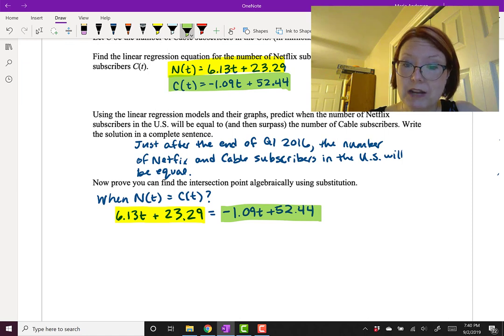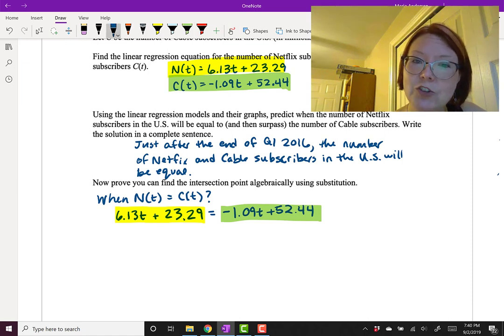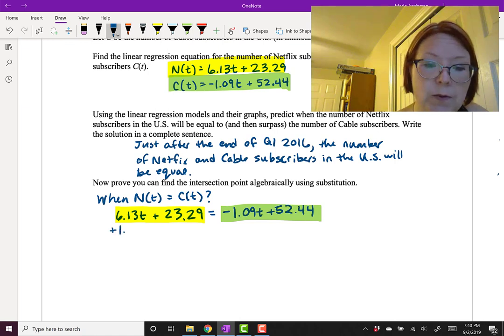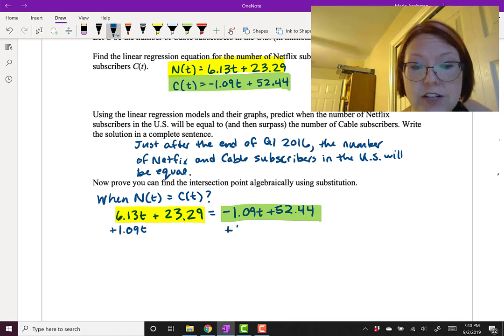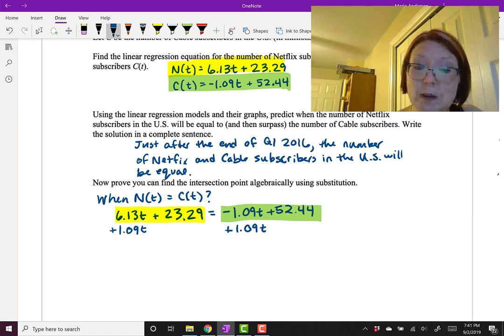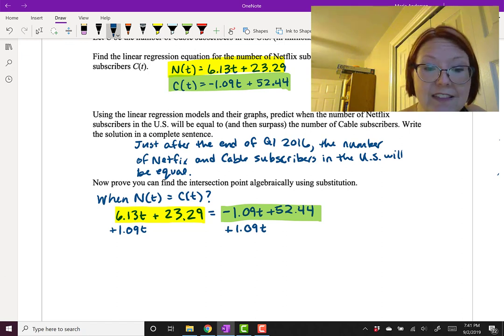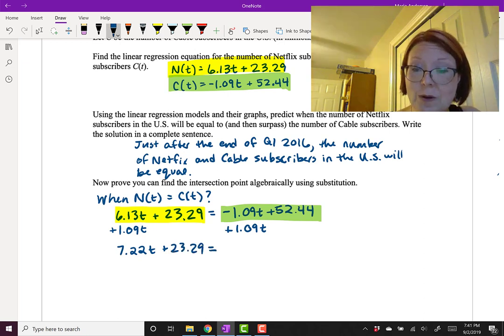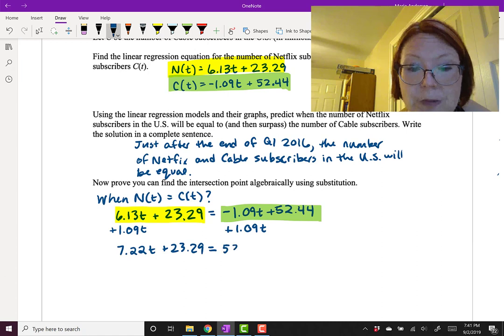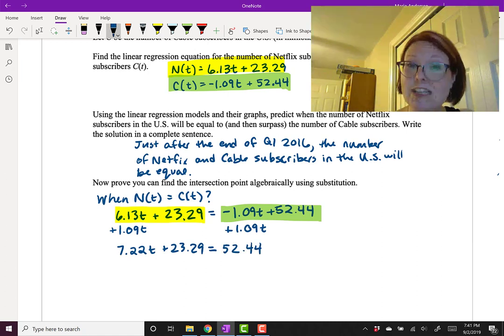We have t terms on both sides of the equation, so let's combine them. Let's add 1.09t to both sides. I'm going to use a little bit of shorthand here to just write plus 1.09t under the left side of the equation and to add 1.09t under the right side of the equation. So on the left, I have 6.13t plus 1.09t plus 23.29. If I add the two t terms, I'll have 7.22t plus 23.29. On the right-hand side, negative 1.09t plus 1.09t will drop out to be 0, and we're left with just 52.44. Summarizing, we have 7.22t plus 23.29 equals 52.44.